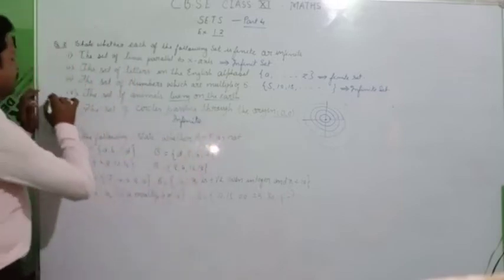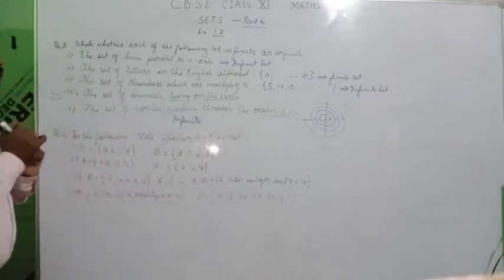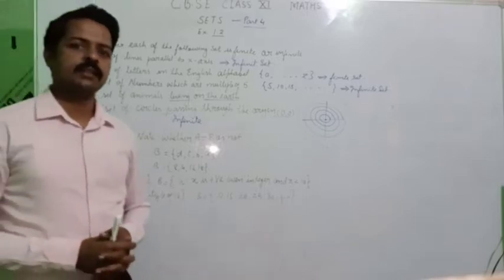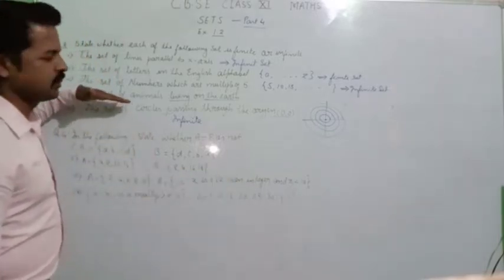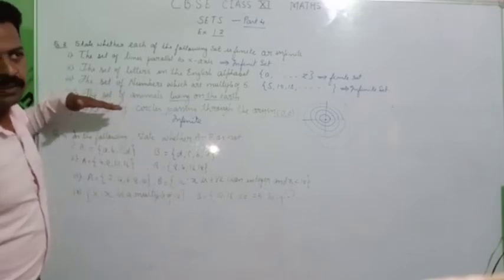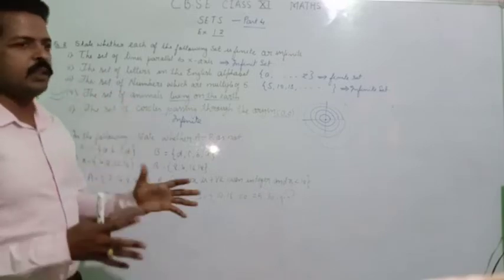Many will be confused on this question. The set of animals living on the earth is an infinite set. They will say that it is an infinite set, but this is possible. It can be counted. How many members are living in your school?